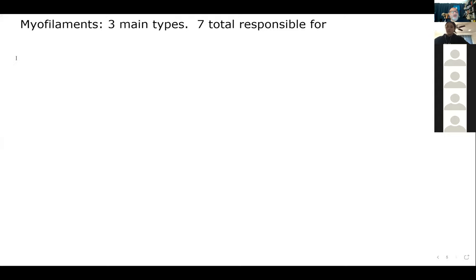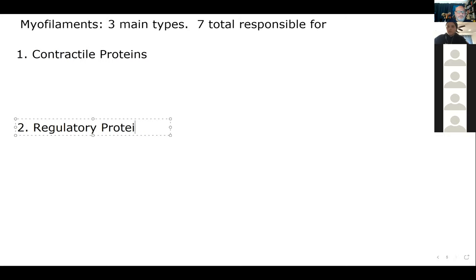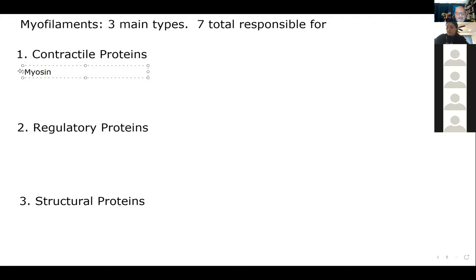Let's talk first about our contractile proteins. There are two contractile proteins, and let's actually get the other ones on here too. As I mentioned, there are two contractile proteins that you need to know, and those two contractile proteins are myosin and actin. Now, myosin is by far the largest of all of the proteins found in the myofibril. And so it is often sometimes referred to as the thick filament, whereas pretty much all the rest of these are known as thin filaments.